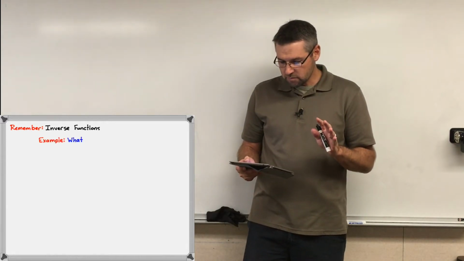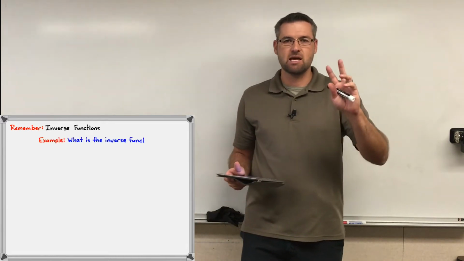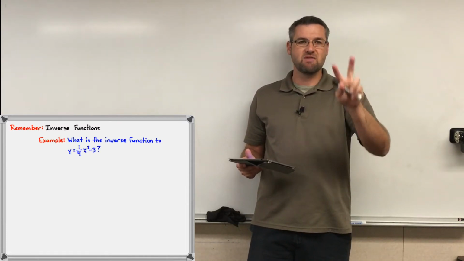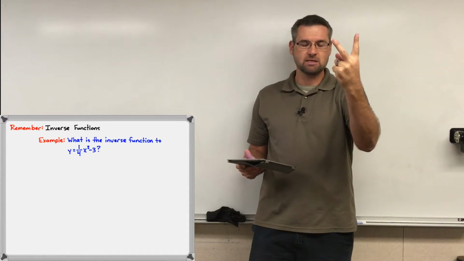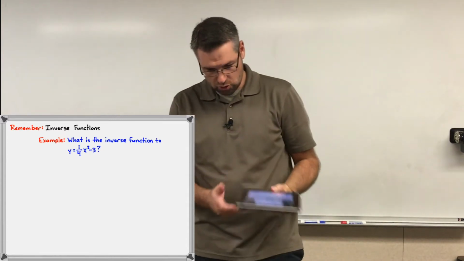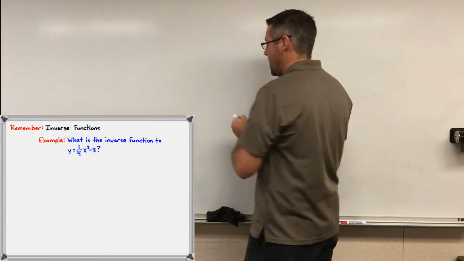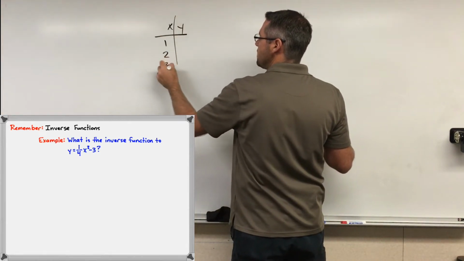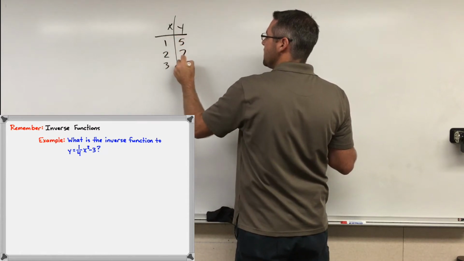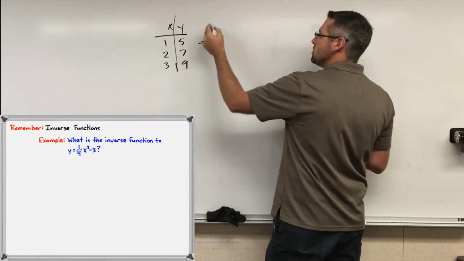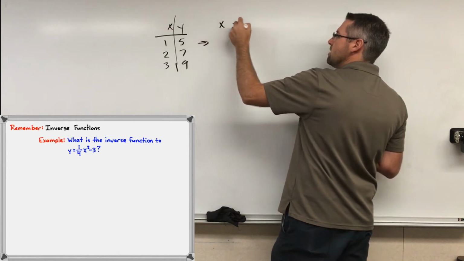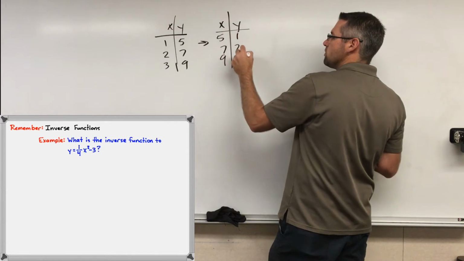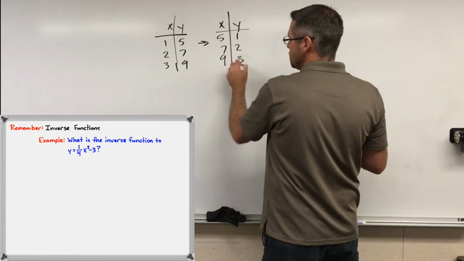So remember, the idea of an inverse function is that when you take a table, for example, an xy table, the inverse of that would flip the x's and the y's. That's the numeric approach, the tabular approach. If you had x: 1, 2, 3 and y: 5, 7, 9, then the inverse function would flip the x's and y's, so it would be 5, 7, 9, 1, 2, 3. So that's the numeric approach of an inverse function.